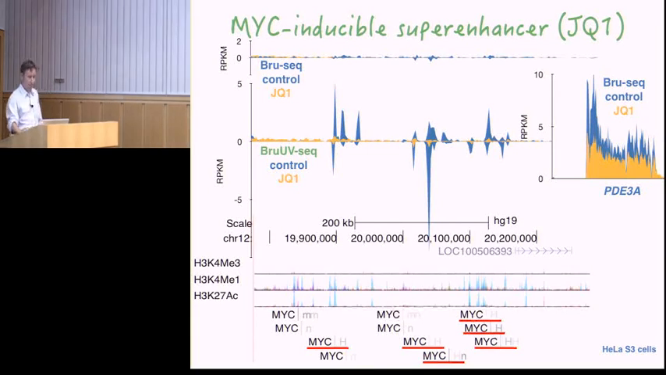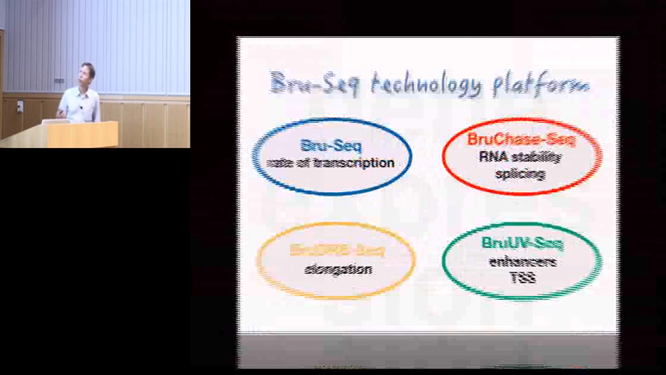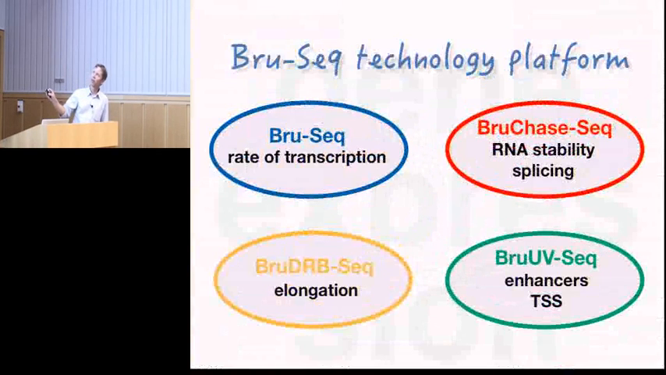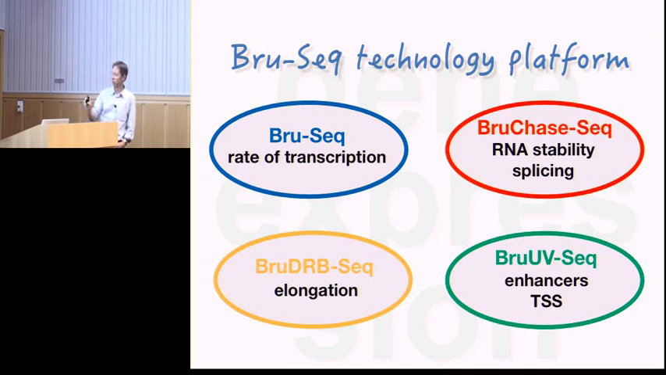So in closing, I've told you about these 4 techniques that we have developed, the Bru-Seq that helps us look at rate of transcription genome-wide, the BruChase-Seq where we can follow what happens to RNA over time, so we can look at splicing kinetics of all 200,000 potential introns, and it's a huge signature, and we haven't yet gone through multiple cell lines. We looked at 2 cell lines, and the splicing kinetics varies quite a bit, so that's an interesting signature that is unexplored.